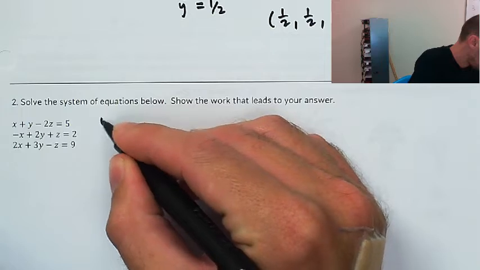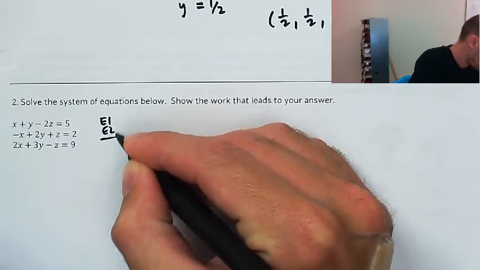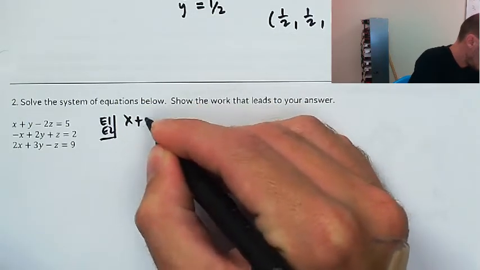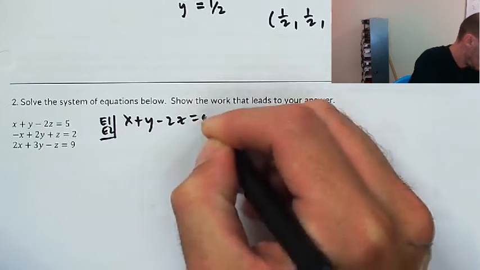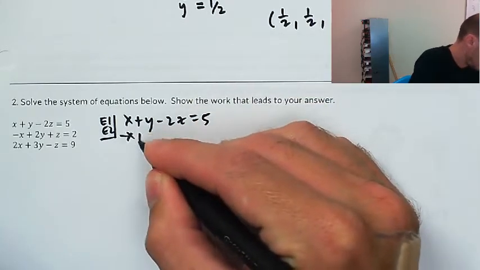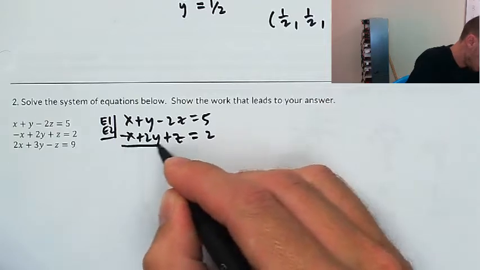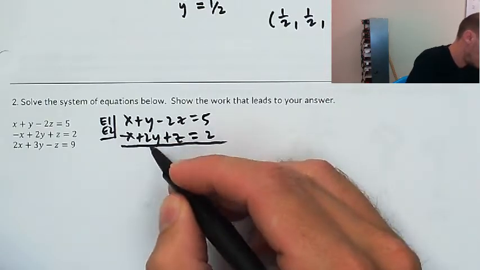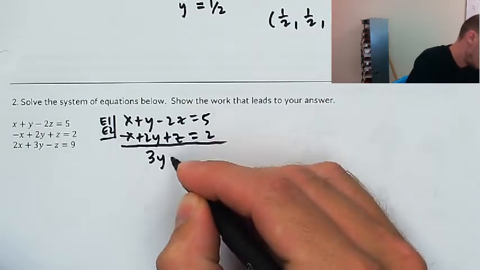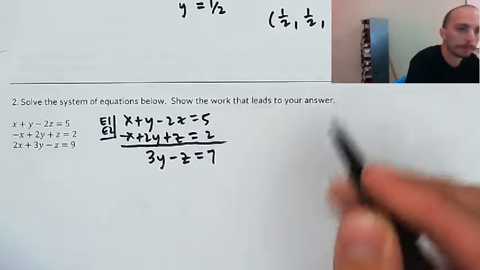That's going to be x plus y minus 2z equals 5. Negative x plus 2y plus z equals 2. Okay, I'm going to add these together. No x's, 3 y's, negative 1 z's equals 7.